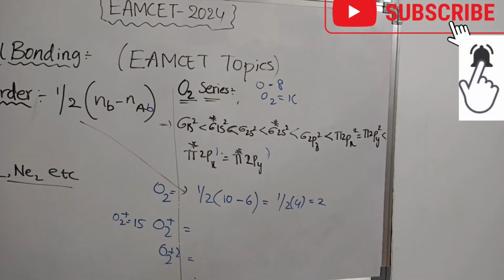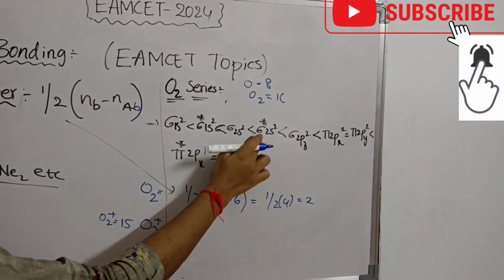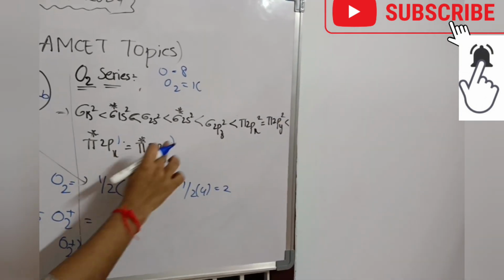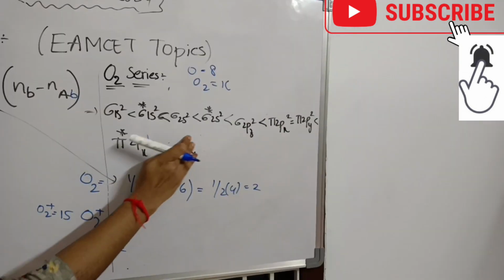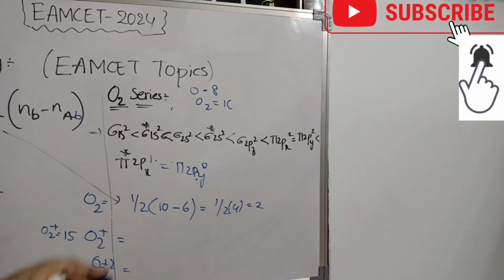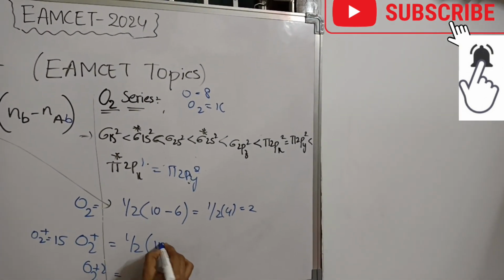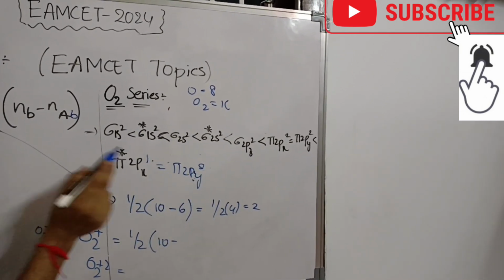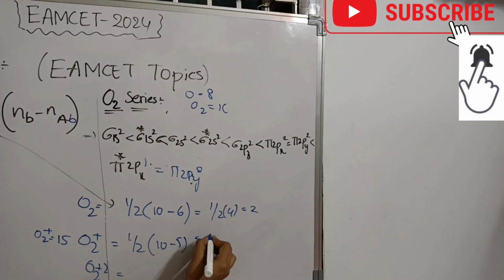So now you write the configuration. 1, 2, 3, 4, 5, 6, 7, 8, 9, 10, 11, 12, 13, 14, 15. So you don't have this one again. Okay, it means here we can write that 2py0. Okay, so now you count electrons. Half into, there is no change here. Minus, so see, 1, 2, 3, 4, 5, right? So 5. So 5 by 2.